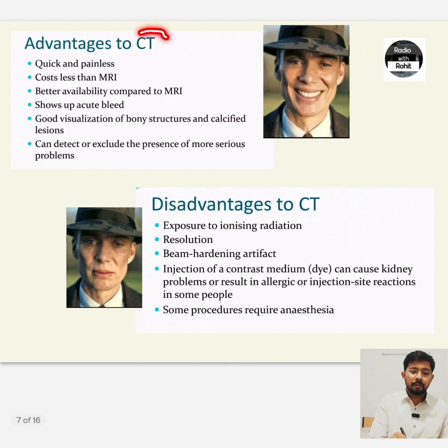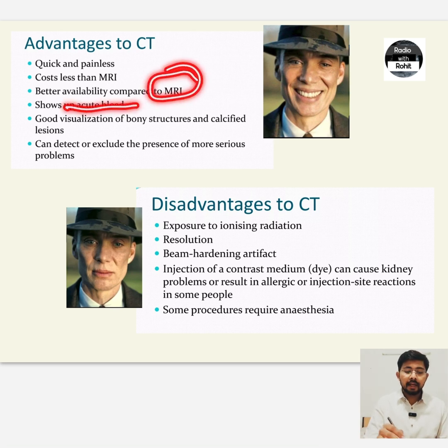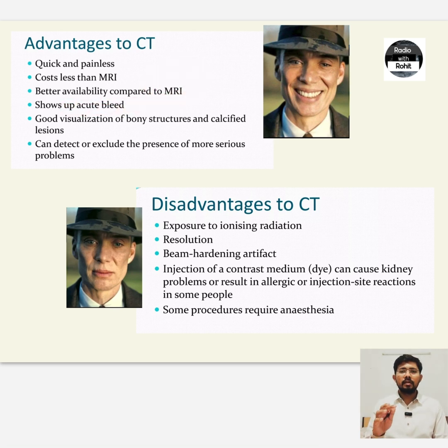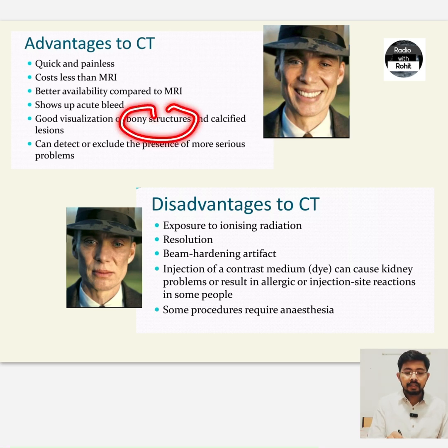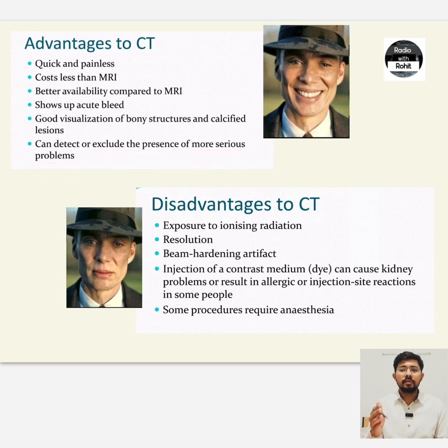Here we have the alternative option, CT scan. It is obviously quick and painless, takes a short duration of time, and has better availability than the MRI. So in the case of an acute bleed, or when we have a shortage of time, we will prefer the CT scan. It has good resolution of bony structures and calcification, and excludes the presence of more serious problems. So in case of screening or emergency, when a patient ends up in our emergency department and we are in a dilemma of diagnosis, we should prefer the CT scan.